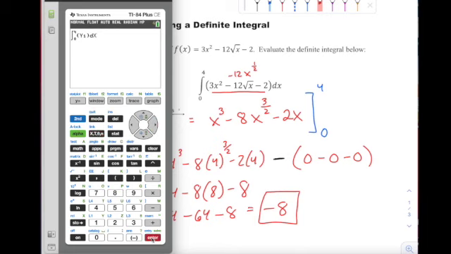And so it's going to give you that numeric value of negative 8. And again, very similar. It doesn't give you exactly negative 8, but close enough to give you confidence in your algebraic solution. So there we go. That's the idea of a definite integral and how to check it with a calculator.